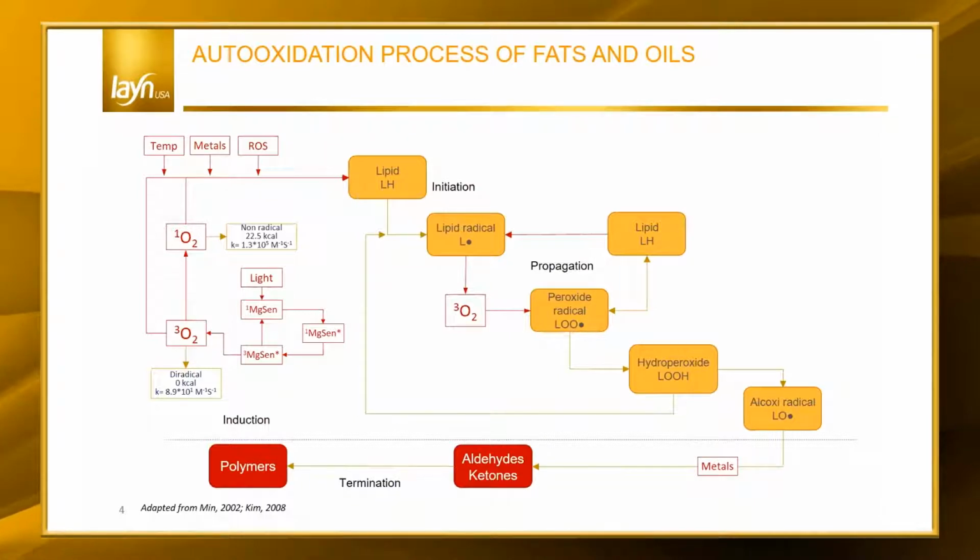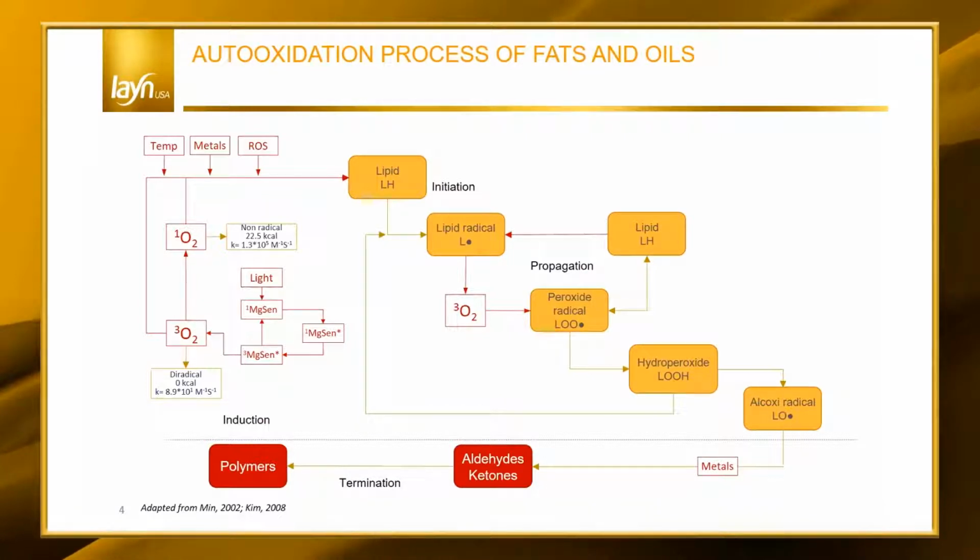These lipid radicals interact with oxygen again and turn themselves into peroxide radicals. Peroxide radicals interact with intact lipids, destabilizing them and turning them into lipid radicals again, closing the cycle of oxidation propagation. But peroxide radicals also can turn into hydroperoxides.